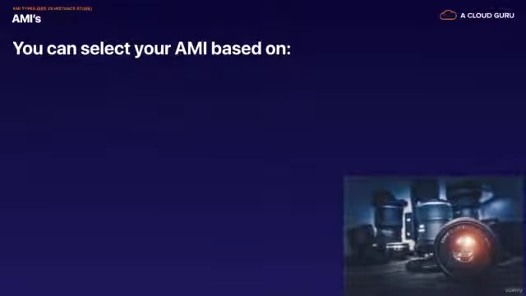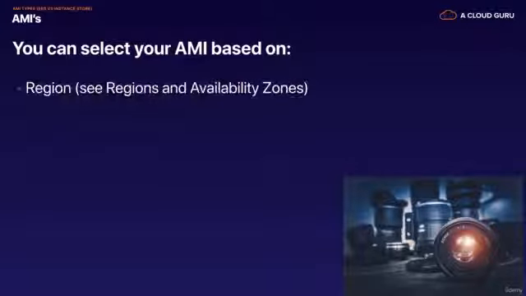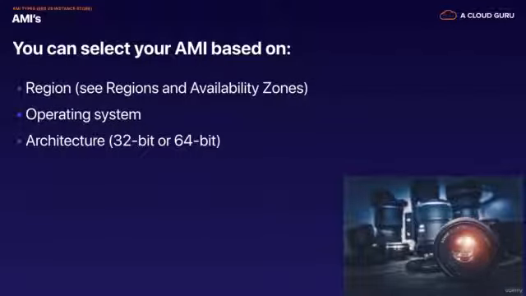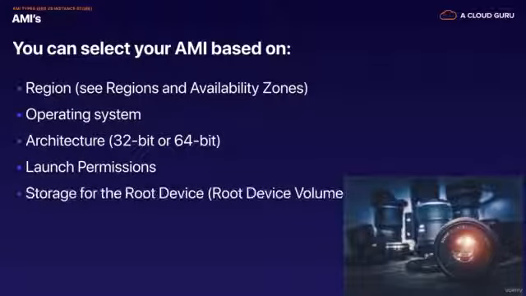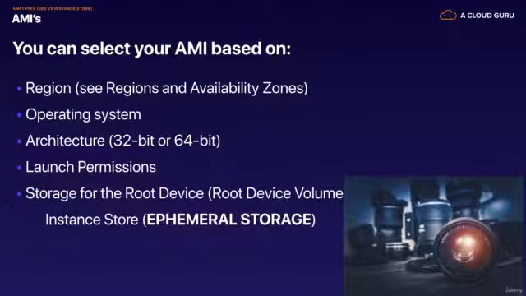So when you go and select your AMI, and we're going to do this very shortly, you can select your AMI based on a number of different factors. You can select it on regions, on the operating system, on the architecture, so this could be 32-bit or 64-bit, and on launch permissions. And finally you can also select it based on the storage for the root device, otherwise known as the root device volume. And you get two different options here. You get Instance Store, which is sometimes referred to as ephemeral storage, and then you have an EBS-backed volume.